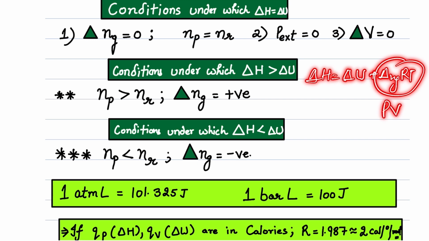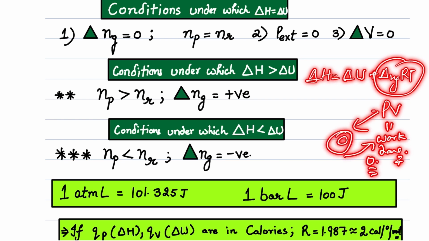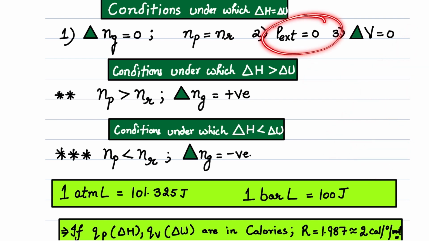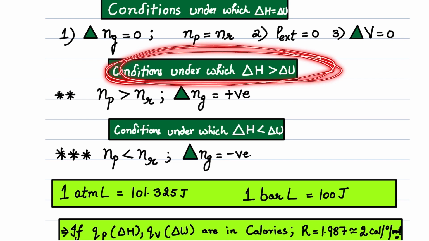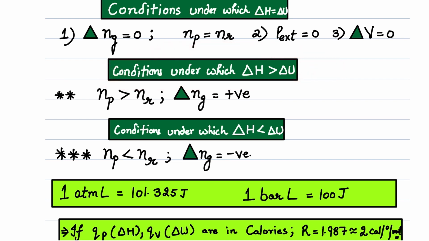We also know that delta NgRT is nothing but PV or work done. So if P external is equal to 0, work done becomes equal to 0 and this delta NgRT becomes equal to 0. So the second thing is P external can be equal to 0. In that case delta H is equal to delta U. Similarly, if delta V is equal to 0, in that case P delta V becomes equal to 0. So again we are left with delta H is equal to delta U.